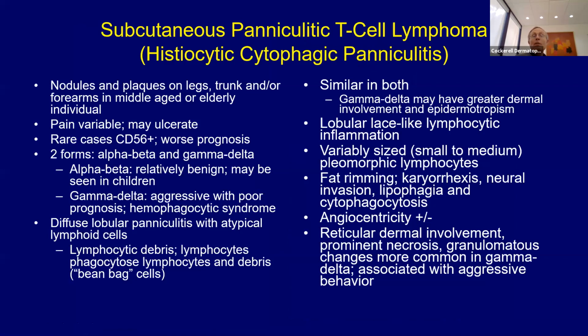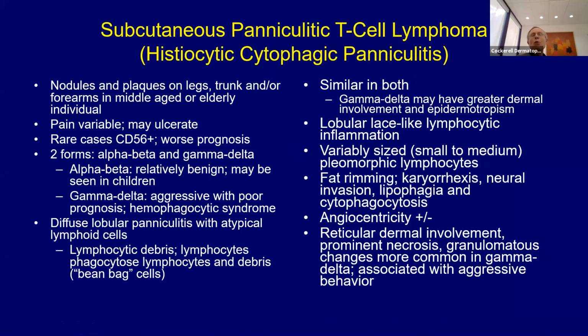There are two forms of panniculitis that are lymphomas. So this is important to know as well. This tends to involve the lobules primarily. This is the disease that years ago probably used to get called Weber-Christian disease. I don't think anybody's really using that term much anymore.